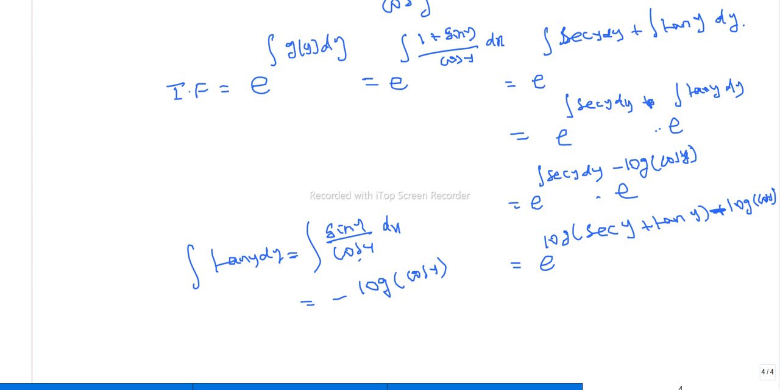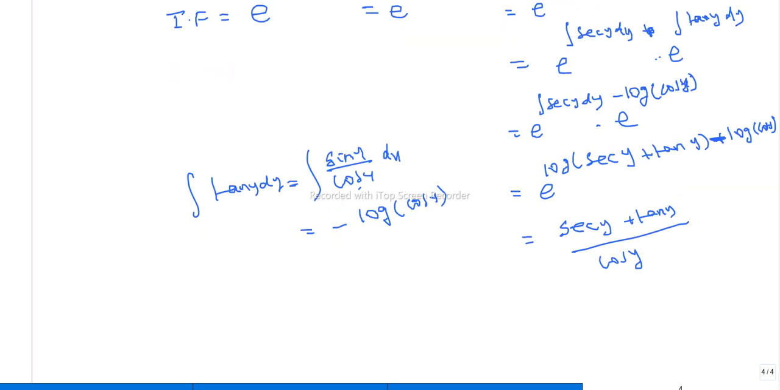Now therefore log everything cancel, log a minus log b is log a by b. So what you will get? Secant y plus tan y by cos y. Am I right or not? Yeah, because log a by b. So what you will get? So we can split secant y by cos y. 1 by cos y again is nothing but secant y, plus tan y by cos y.